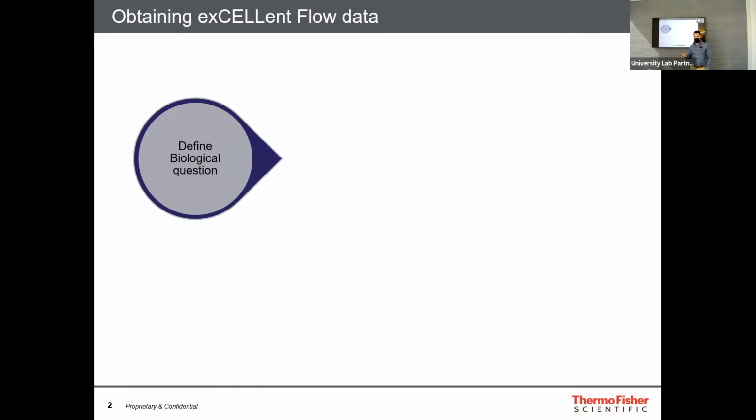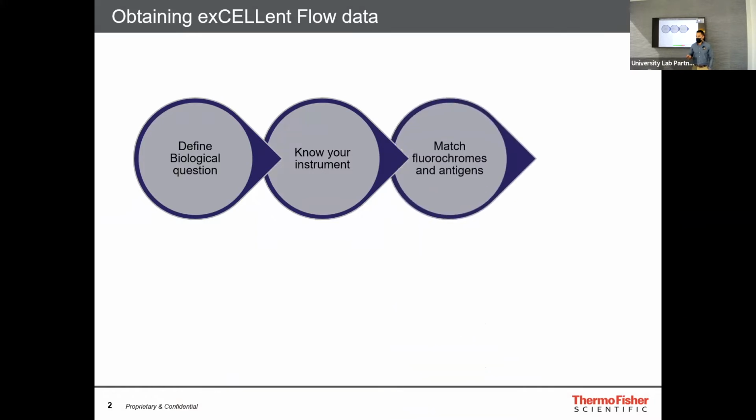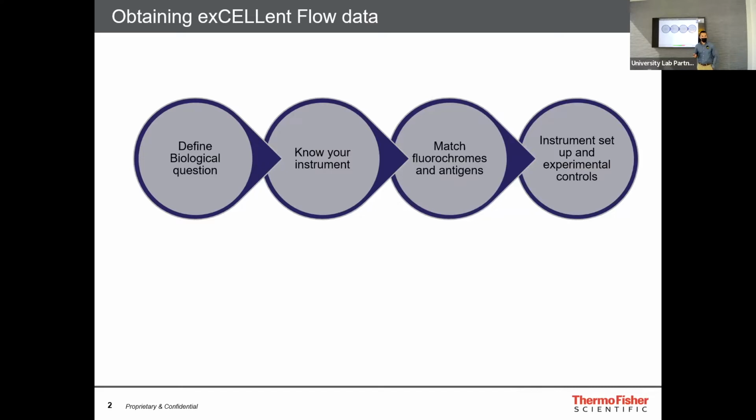Every experiment's going to be different. Every objective's going to be different. Next is to know your instrument. I'm going to go over some of the configurations of your instrument, how you can read the different channels, and what fluorophores you can use at this particular instrument. Then I'll show you how to match the fluorochromes to your antigens when you design the panel. And lastly, the important controls for your experiment, to be able to not only get the most out of your data, but to make sure that you get consistent data.